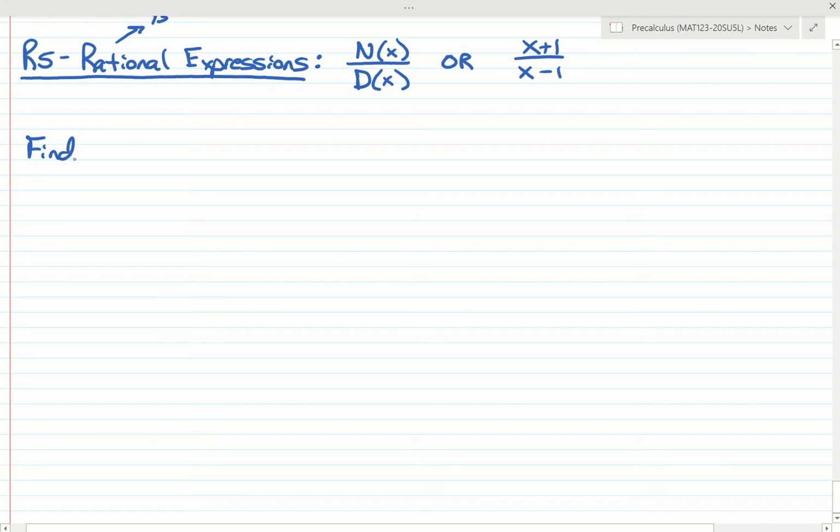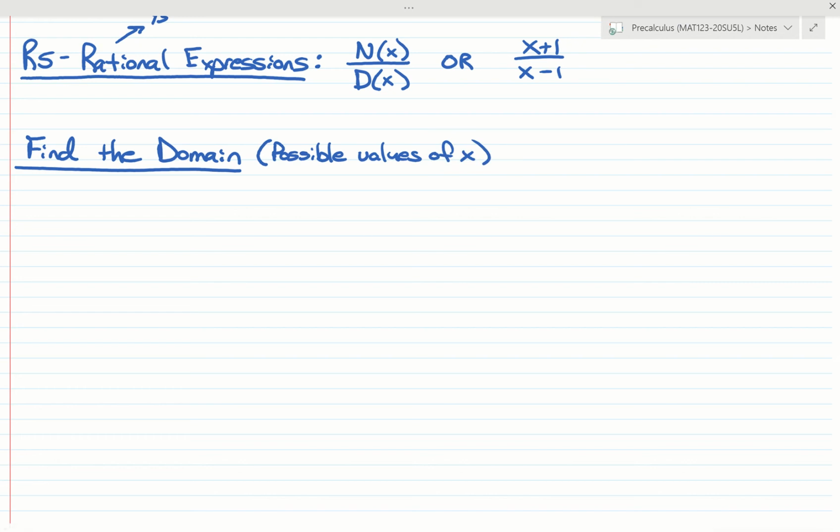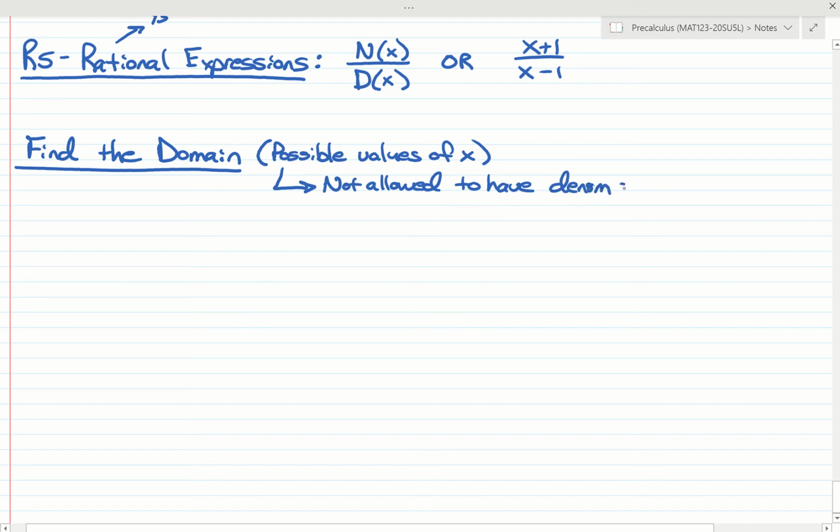First thing we need to know is we need to be able to find the domain of a rational expression. Now, what domain means is possible values of x that we could use. So that brings up the question, well, what values of x can't you use, right? So you're not allowed to have a denominator equal to 0. So what we could do is figure out what values make the denominator equal to 0 and just say don't use those numbers.